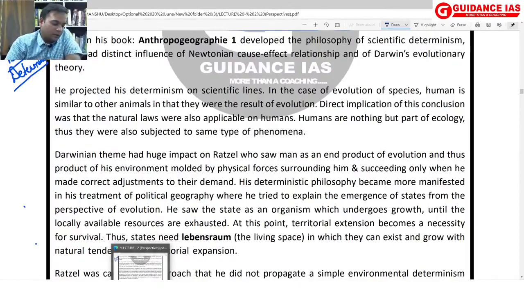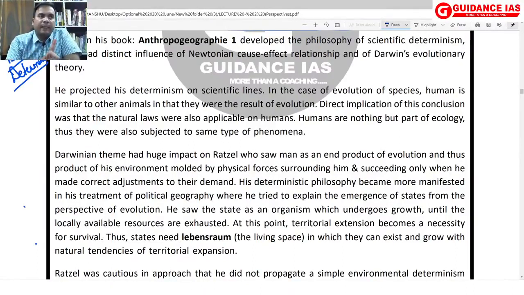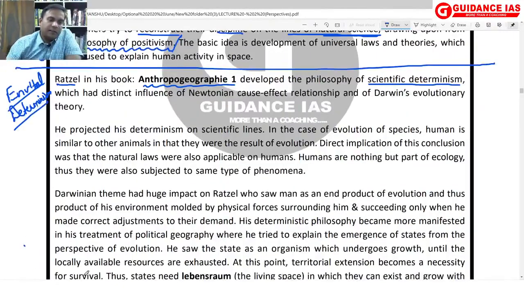When we are talking about the dichotomy dualism part, I have to talk about the determinism versus possibilism dichotomy. Essentially it means which determinism? Its full form would be environmental determinism versus possibilism dichotomy. Okay? So here we are talking about environmental determinism. You can see Ratzel in his book Anthropogeography 1 developed the philosophy of scientific determinism. Okay? And when I am using this "scientific determinism," tell me, can I say one word is missing because it has been used more loosely? What is that term missing?